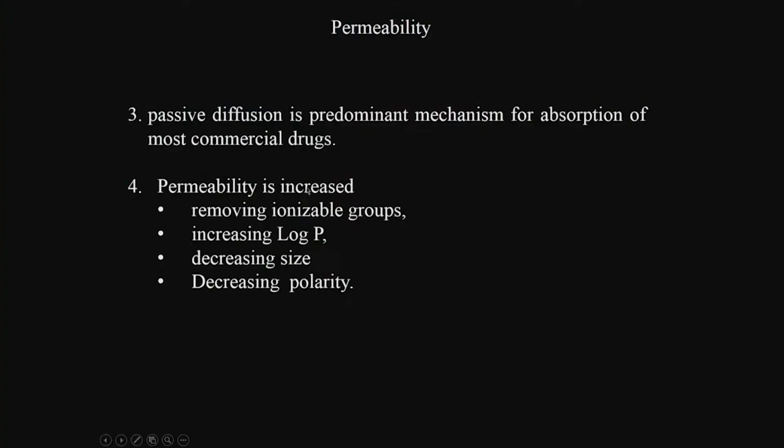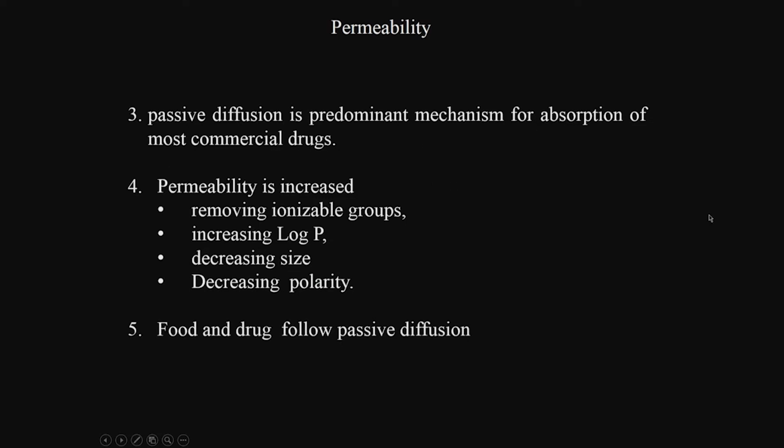Okay. Permeability is increased if I remove ionizable groups. If I have ionizable groups, then it becomes a polar compound, and like I mentioned, lipophilicity should be the factor which determines permeabilization through the GI. So, removing ionizable groups, increasing log P making it more hydrophobic, decreasing size. When you have a smaller compound, it diffuses better than larger. Decreasing polarity, that means remove the OH groups and NH groups and so on. We look at some examples as we go down.